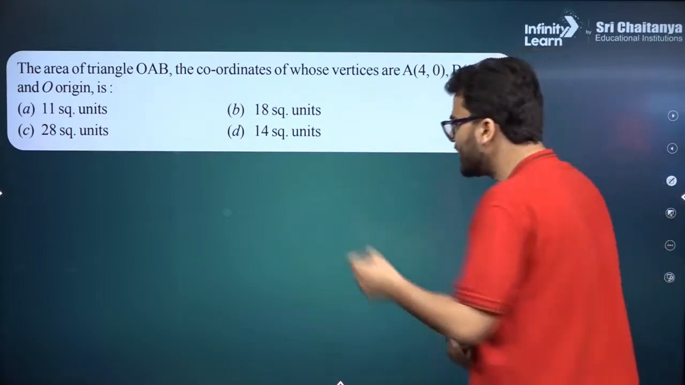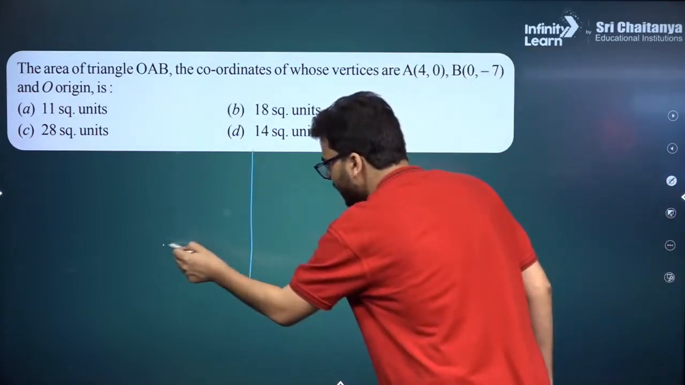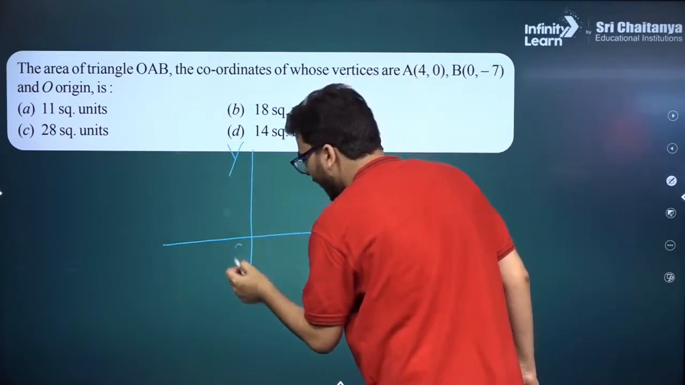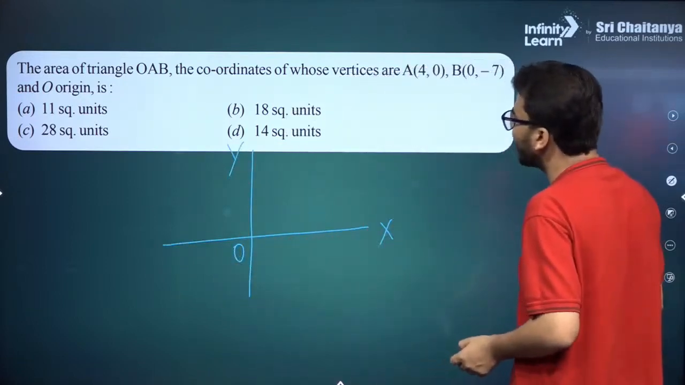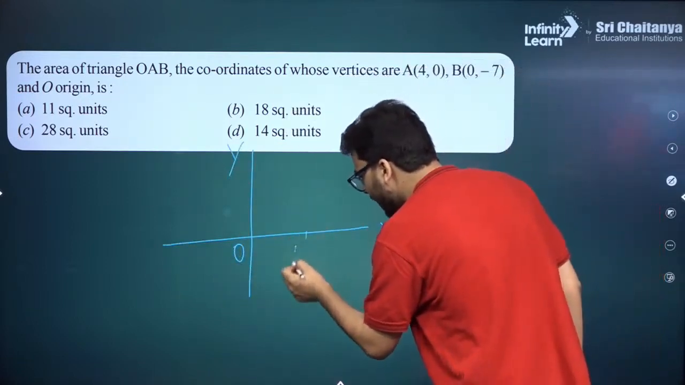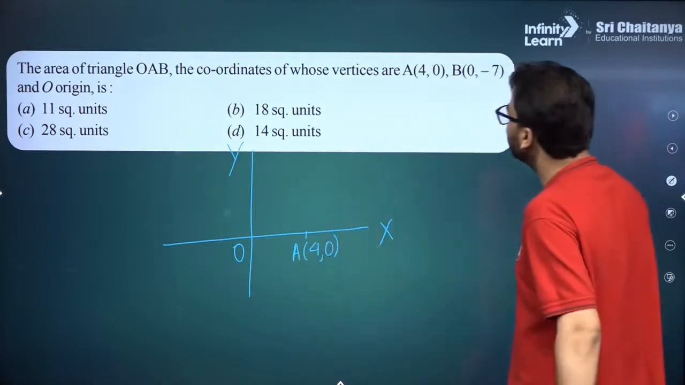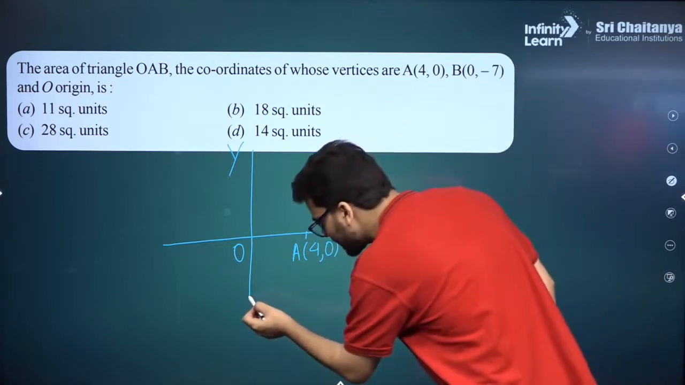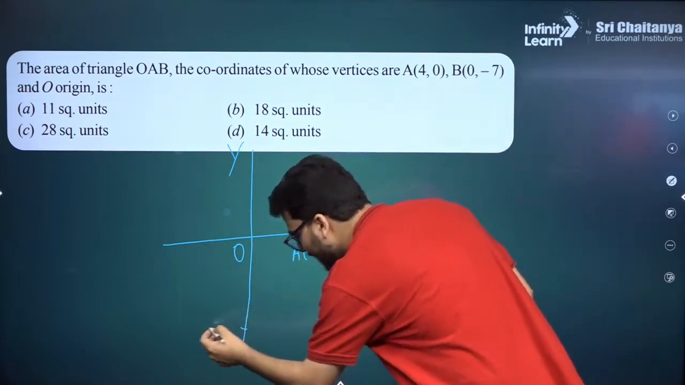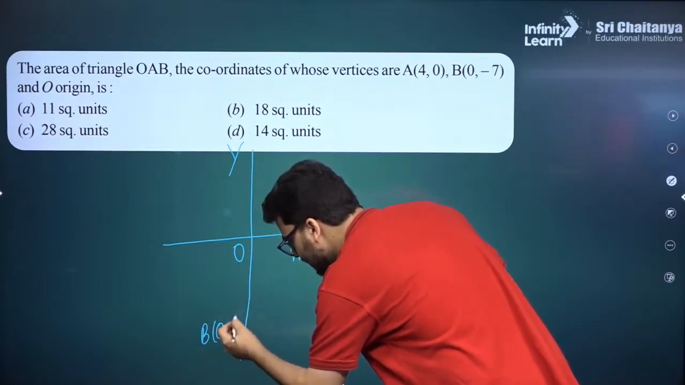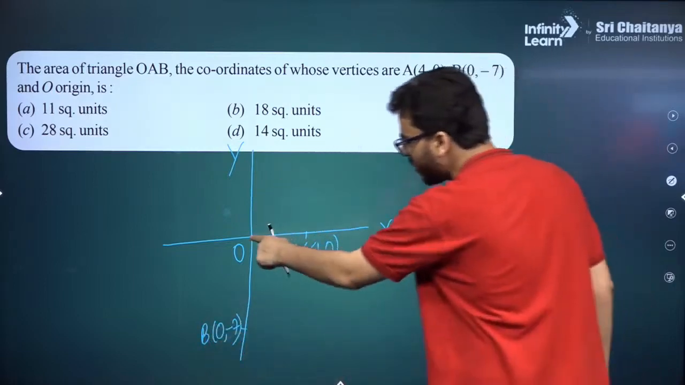So you can plot these points, guys, in rough. You can do it if you have got the coordinate axis, x axis, y axis and the origin over here, and the points are A 4, 0. So A 4, 0 will be somewhere over here, right? And in the same manner B 0, -7. So 0, -7 will be somewhere over here, guys. Yes, 0, -7, and this is the origin.